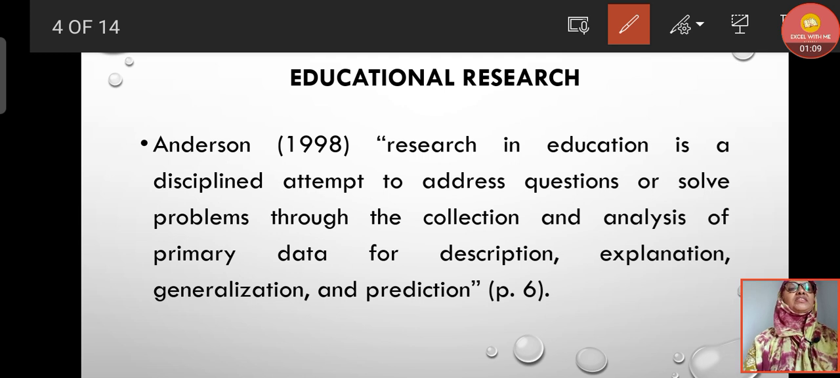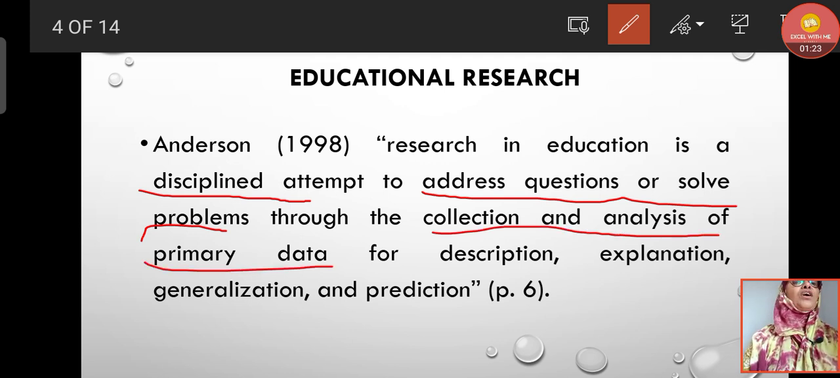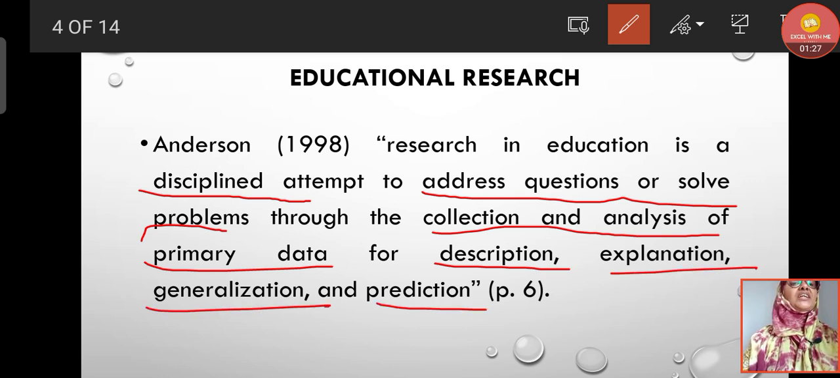Educational research, what is that? It's a discipline. That is one area where we attempt to address the questions or solve the problems. How? Through collection and analysis of primary data. Why? For description, explanation, generalization and prediction. This is educational research. We have to register in our mind what educational research is.